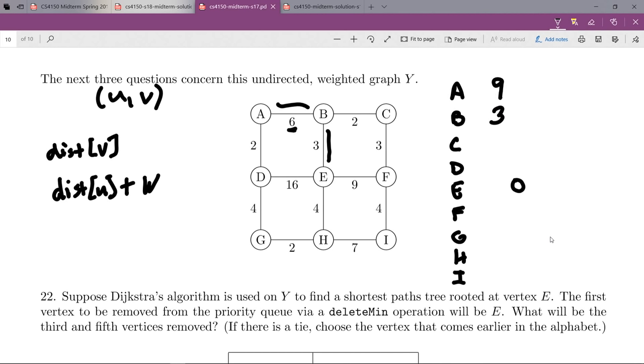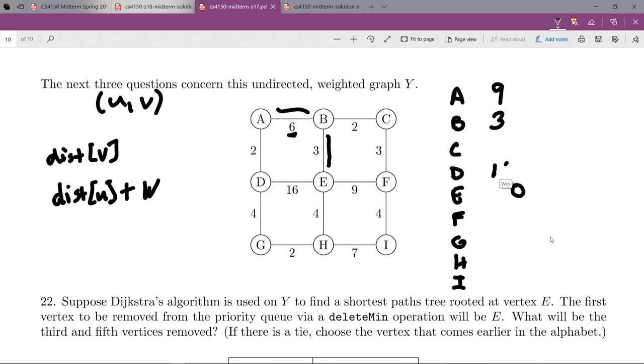What comes next? DG. Okay. DG is another one where it's infinite either way, so that's not going to change. The update's not going to do anything if we don't know a better way to get to the U vertex. What's next? ED. Okay, that's going to put a 16 here. Now DG again? That's it. Okay. So that's how it works.